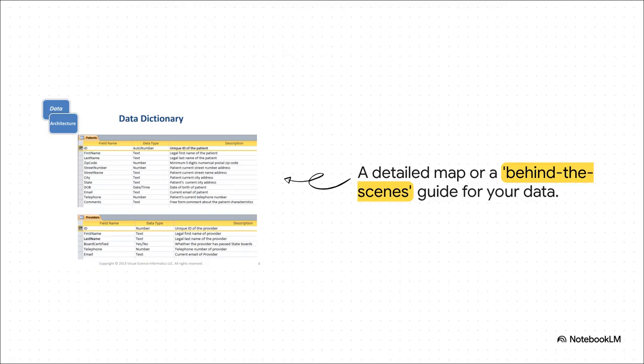And here's what one looks like in the wild. This one is for a patient database. See how it defines exactly what first name is, what kind of data it holds, and what format a DOB, or date of birth, needs to be in. It's that detailed, behind-the-scenes guide that prevents absolute chaos in any big system.